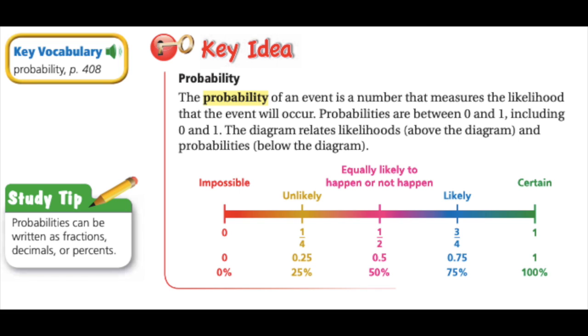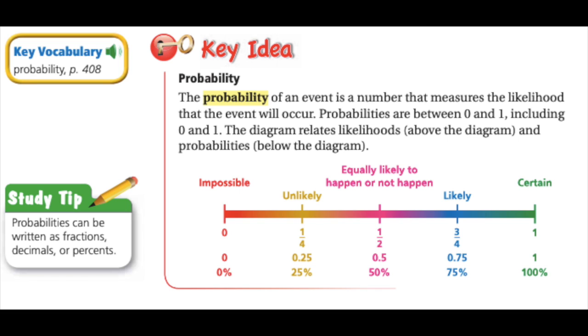A 1 in 4 chance, 1 out of 4, is also 0.25, which gives us 25%, and is unlikely to happen. Then in the middle, it's 1/2, or 0.5, which is 50%. It's equally likely to happen. So it could happen and it could not.